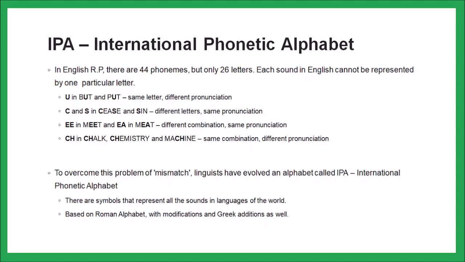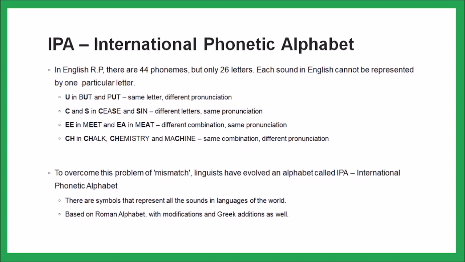Some examples are given. U. How do you pronounce that letter? U is pronounced as A in 'but' and U in 'put'. But, put. What is that letter? The letter is U. But how do you pronounce it? You pronounce it as A in 'but' and U in 'put'. So the same letter can acquire different pronunciation in different words.